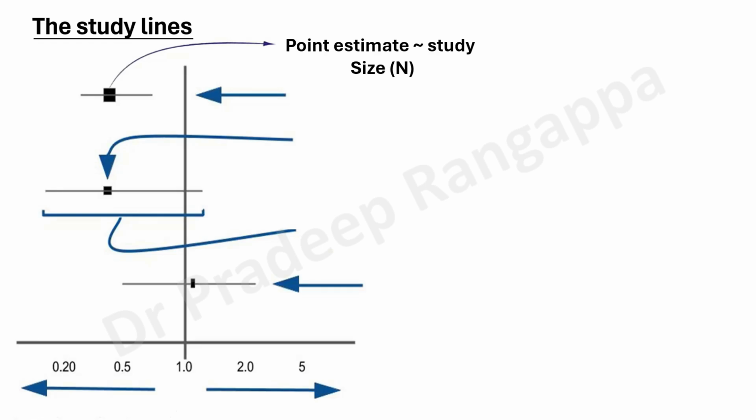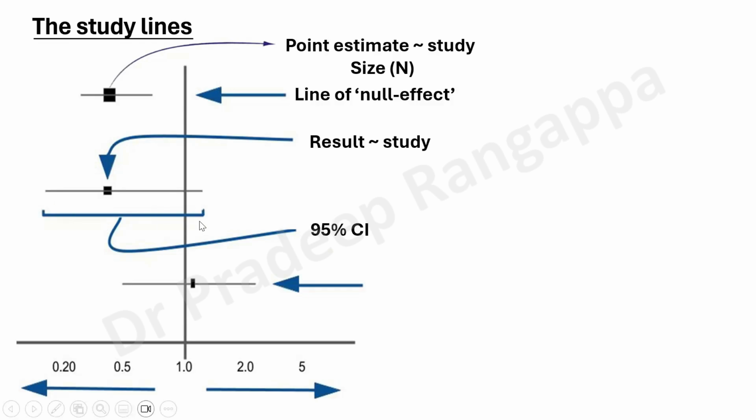And what does that line indicate? That line is the confidence interval, which I'll talk about. And this y-axis, we said, is the line of null effect. The result of the study is represented as a combination of that square and the line, and the line represents the confidence interval, which we call the 95% confidence interval.